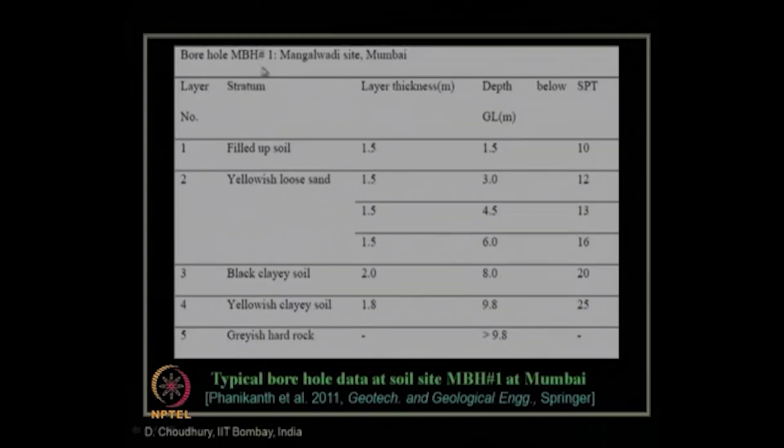So, this is the typical borehole data for the Mangalwari site, borehole number 1. You can see the layer thickness given, depth below the ground level. Beyond 9.8 meters below the ground level, the hard rock is available at that site. You can see over here. Corresponding SPT values are given as recorded at the site.